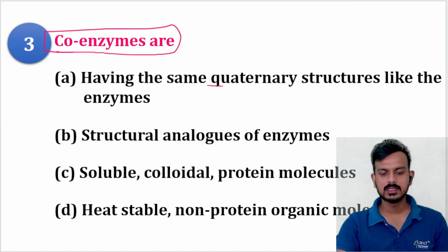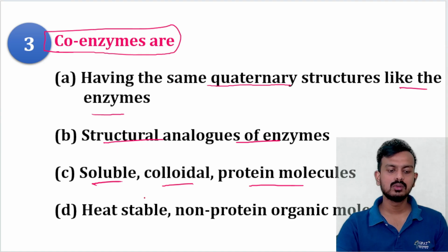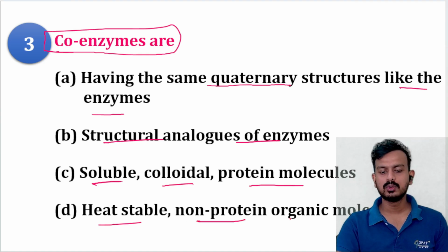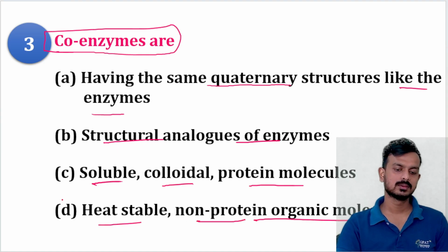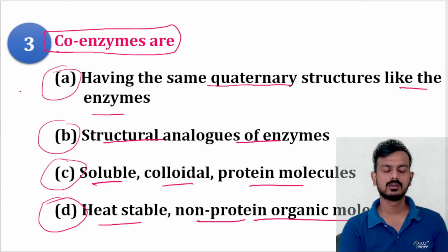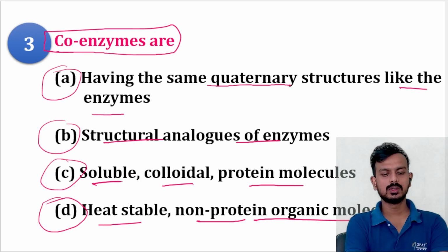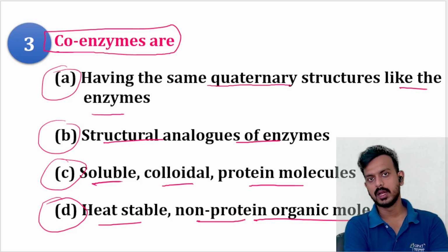Next question. Coenzymes are having the same quaternary structure like the enzyme, structural analog of the enzyme, soluble colloidal protein molecules, or heat stable non-protein organic molecule. Tell me which one is the correct answer. Comment down your answer in the comment section below so that I can check how many of you have given the correct answer.